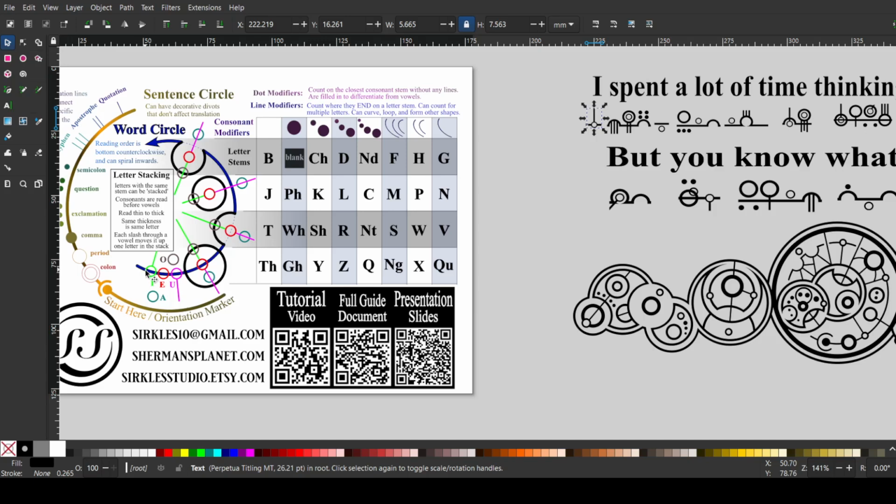Vowels are these little circles, and an I has a line going inwards towards the middle of the word circle. So we have here an I. There's the I there. And then down here we have our word circle with an I on it, with a line going towards the middle.